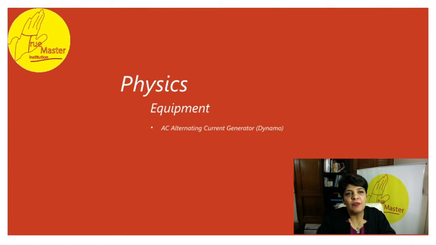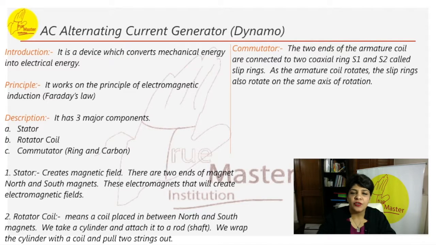Hello friends, we will be covering the AC (alternating current) generator, the dynamo. Introduction: it is a device which converts mechanical energy into electrical energy. The principle: it works on the principle of electromagnetic induction, Faraday's law.